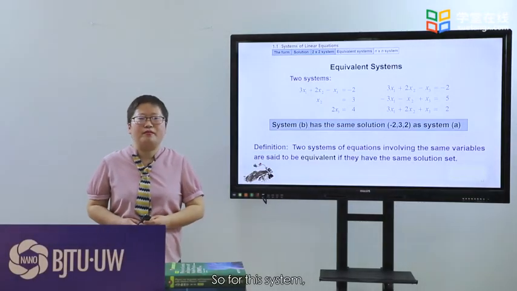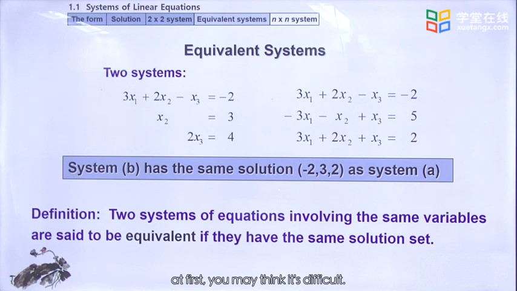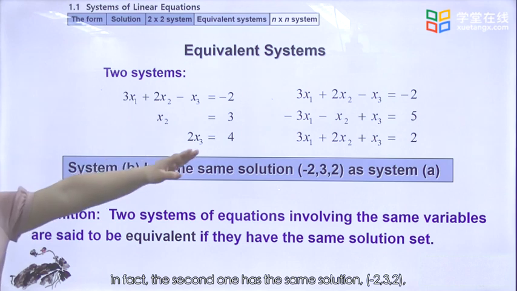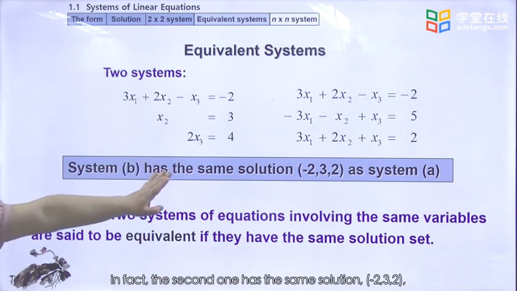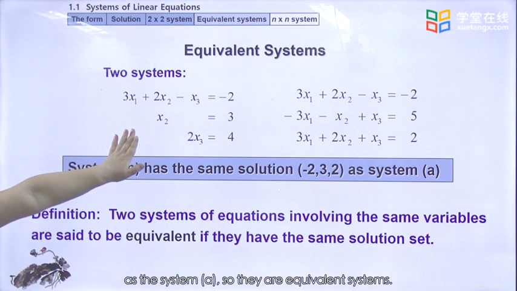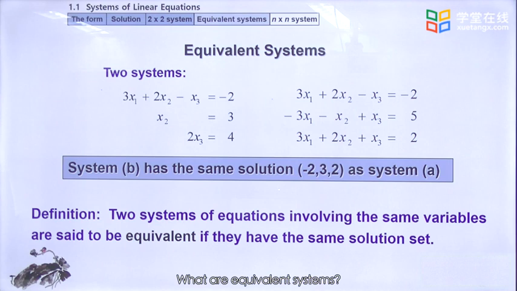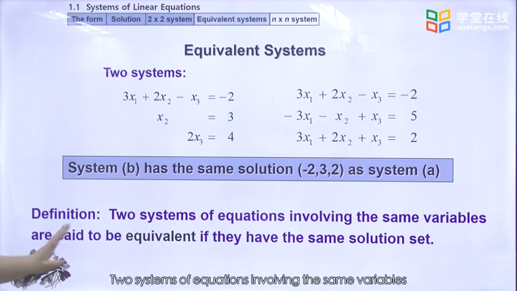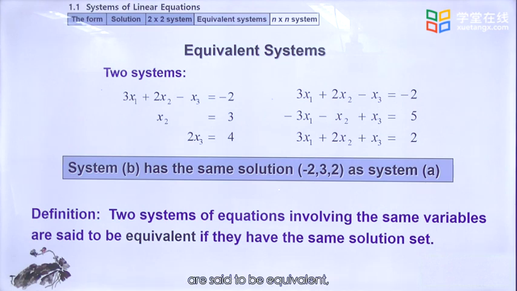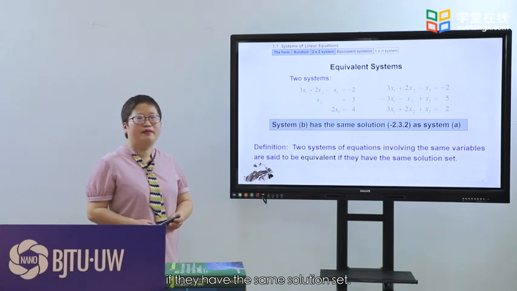For this system, at first, you may think it's difficult, it's not easy to get a solution. But in fact, later we will show that system B, the second one, has the same solution, minus 2, 3, 2, as system A. So they are equivalent systems. So what are equivalent systems? The definition is like this. Two systems of equations involving the same variables are said to be equivalent if they have the same solution set.